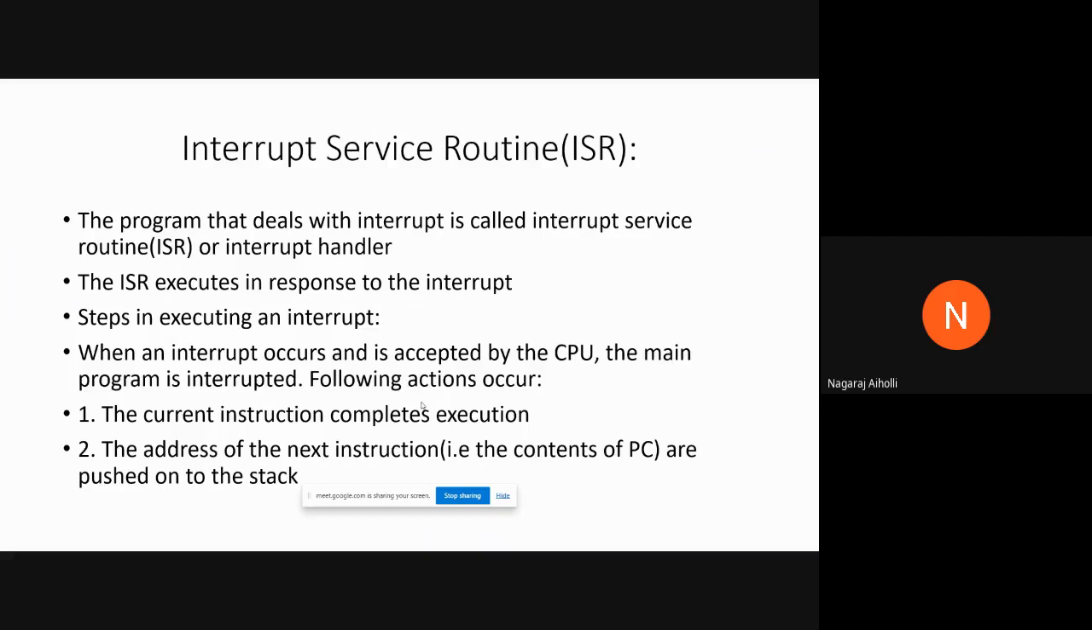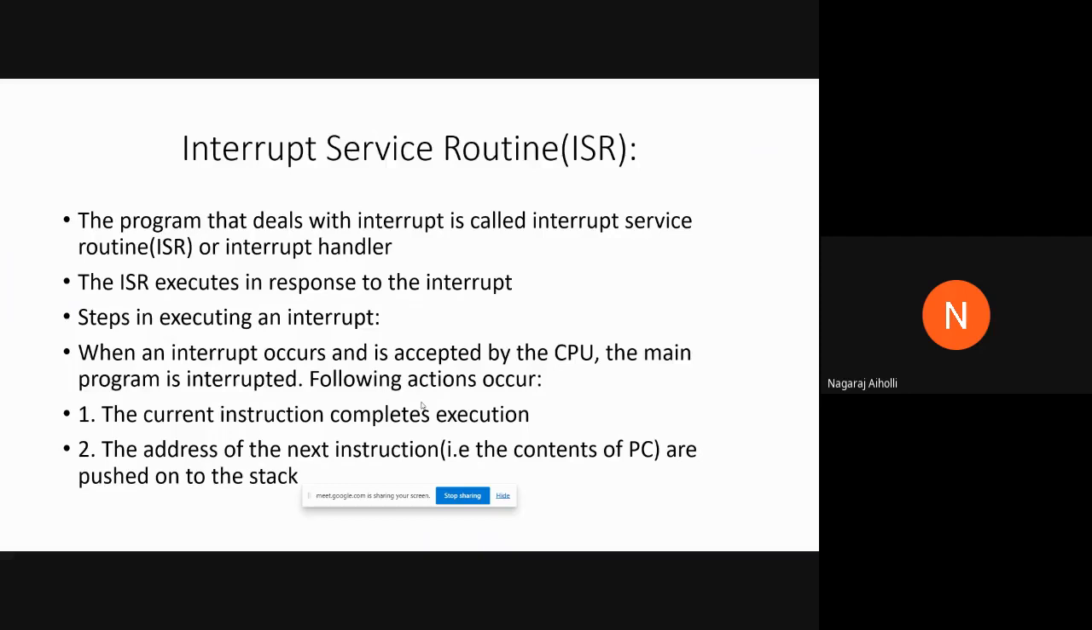Then later, the starting memory location of the interrupt service routine, ISR, a small program or a subroutine, will be stored into the program counter, and the ISR will start to execute. As the ISR executes, the last instruction in the ISR is a return interrupt, RETI. When RETI executes, the program will return back to the main program.